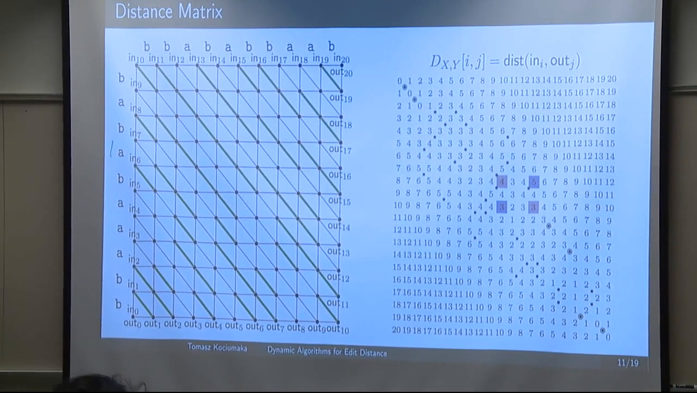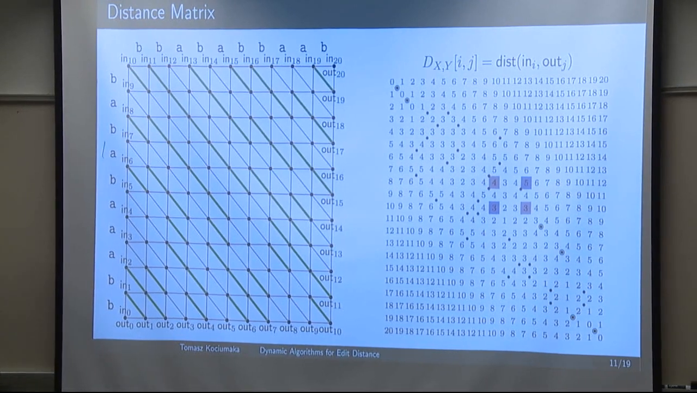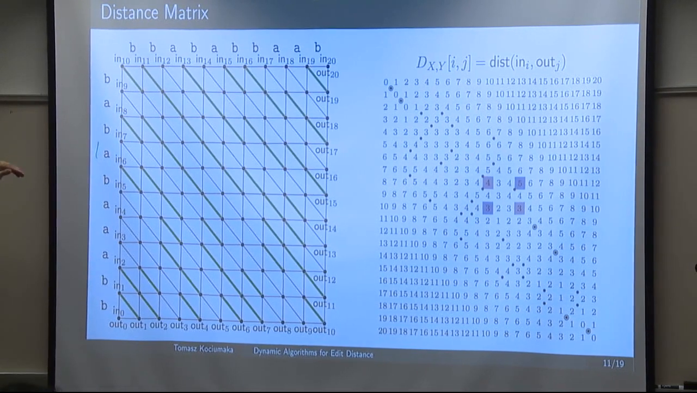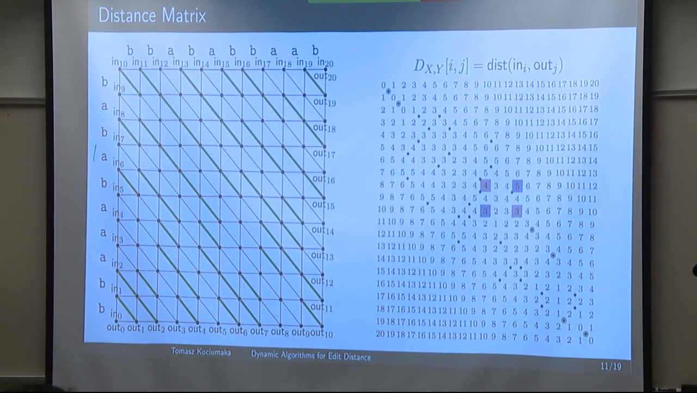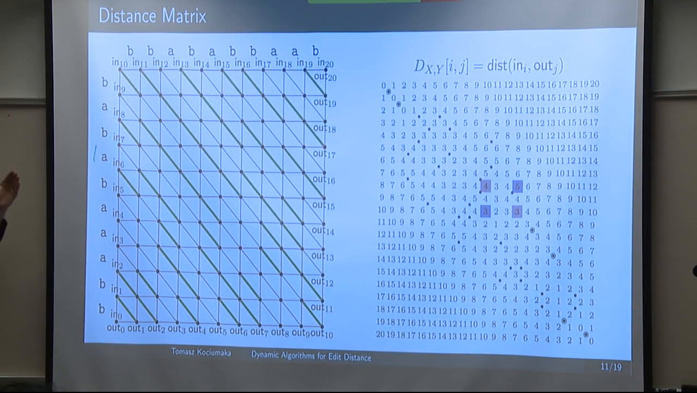And that means that the number of these weighted points, either with weight 1 or 2, is always bounded by twice the total length of the input strings. And in particular, this can be used as a linear space representation of our distance matrix.